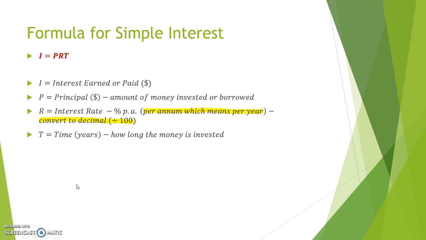And the last term, or the last variable, is T, which is time in years. It's also known as the period. Now don't forget that is in years. In simple interest, that's very important. Okay, and that's how much time the money is invested, or in the case of a loan, borrowed.